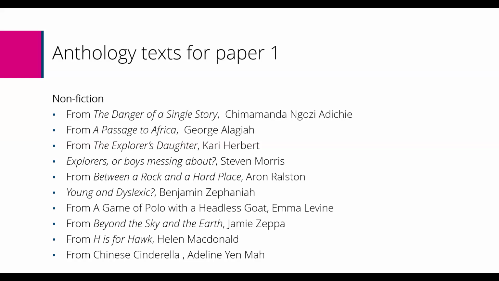The extracts are from The Danger of a Single Story, A Passage to Africa, The Explorer's Daughter, Explorers or Boys Messing About, Between a Rock and a Hard Place, Young and Dyslexic, From a Game of Polo with a Headless Goat, which was the June 2024 extract, so we'll be having a little look at that later. Beyond the Sky and the Earth, H is for Hawk, and Chinese Cinderella. So if anybody has a favourite there, just pop them into the chat. That's for part 1, paper 1, the anthology.